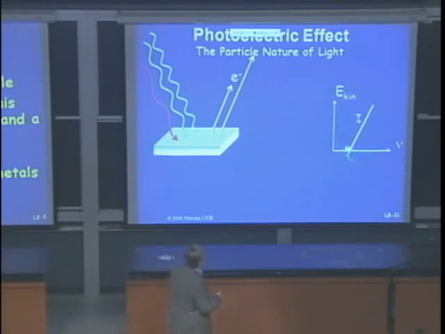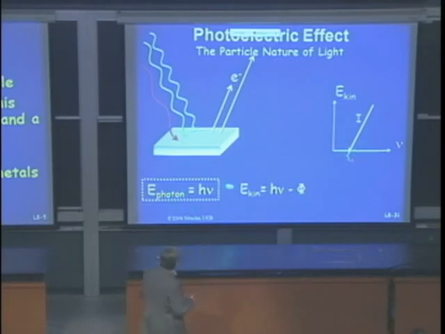Nu zero, this is called. And so the kinetic energy is h times nu, that energy here minus the work function, which means h times nu minus h times nu zero. So that's the initial energy that you need, and that's the extra energy that you get here. And this work function is different for different metals.